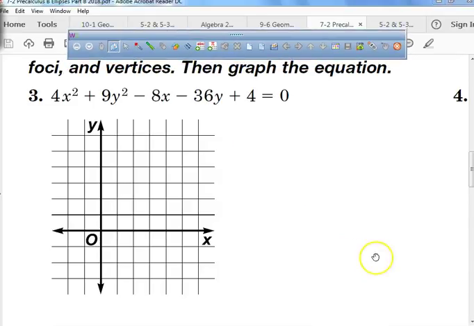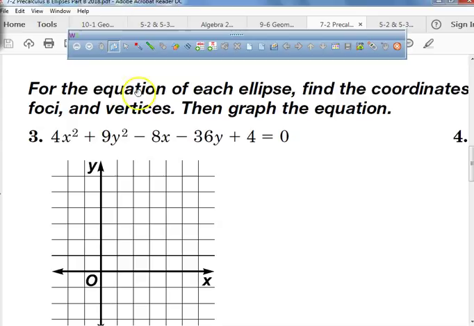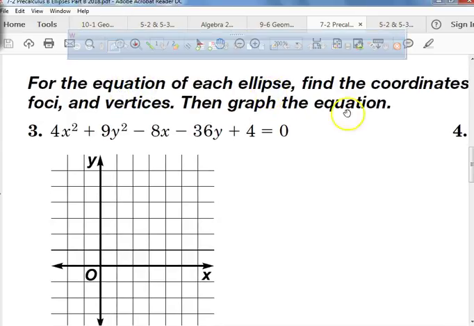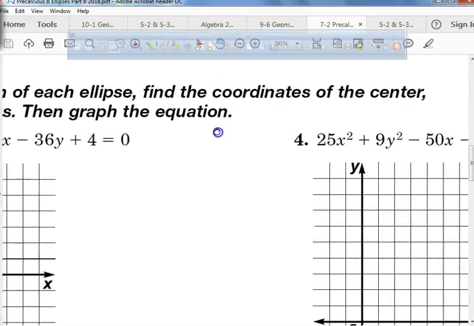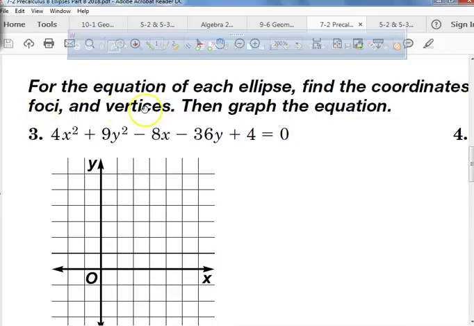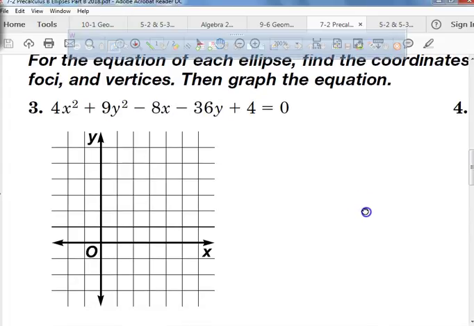Yeah, we are continuing today with ellipses. Okay, we've been working on those. So here we have an equation, and we're going to get this equation into the standard equation of an ellipse, and then we're going to find the coordinates of the center, the foci, and the vertices. And the last thing we're going to do is graph this equation.